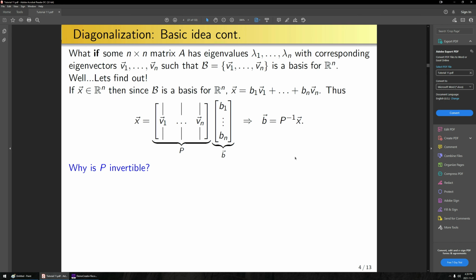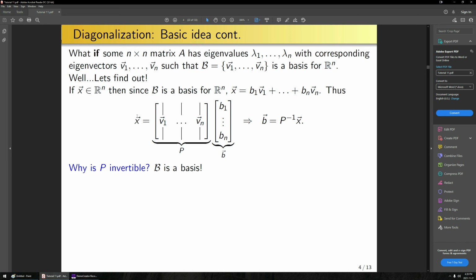This kind of begs the question, why is P invertible? Well, in general, this system is going to be consistent because I know there's a solution, thus P has to be invertible. Or another way of thinking about it, I could simply say this thing is a basis, so if I were to row reduce it, I would get that the rank is simply n, therefore P is invertible. There are lots of different ways of thinking of why this has to be invertible.